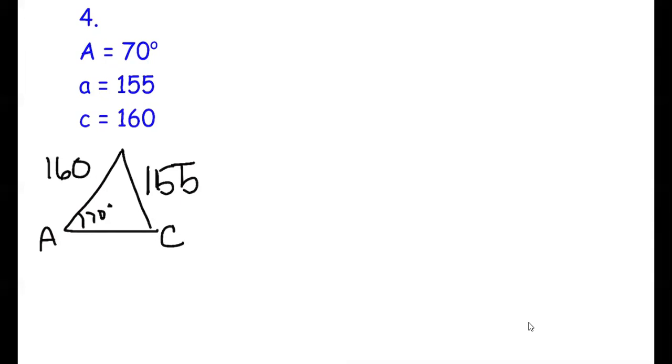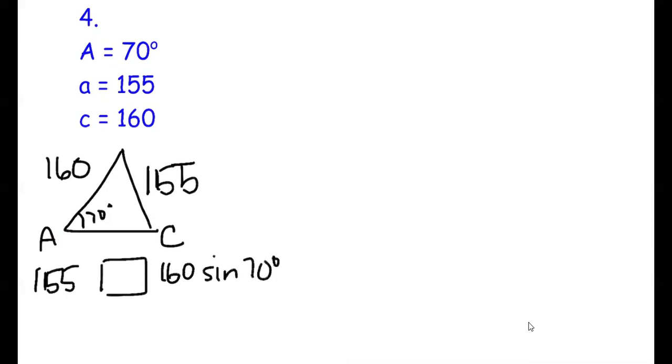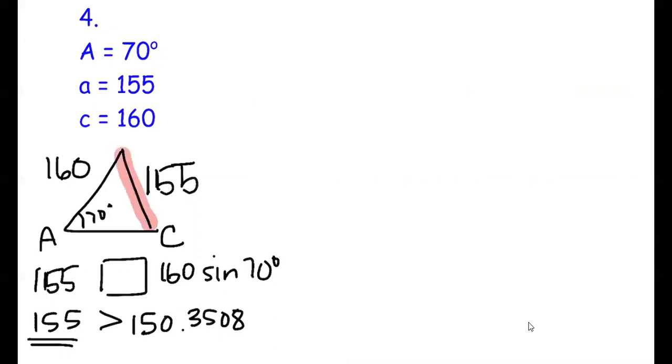So is 155 big enough to form a triangle? That's the question. How does 155 compare to 160 times the sine of 70 degrees? If I plug that in, 160 times the sine of 70, I get 150.3508. So guess what? That side is big enough to form a triangle.